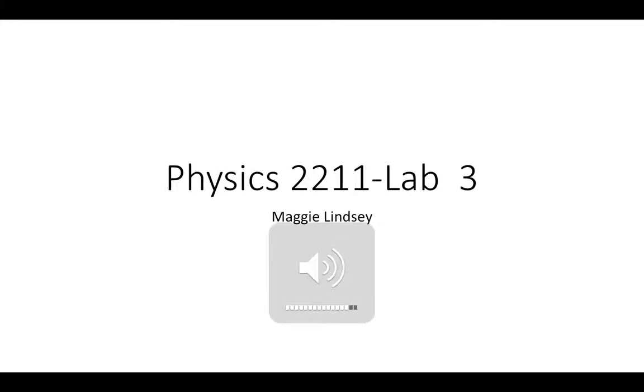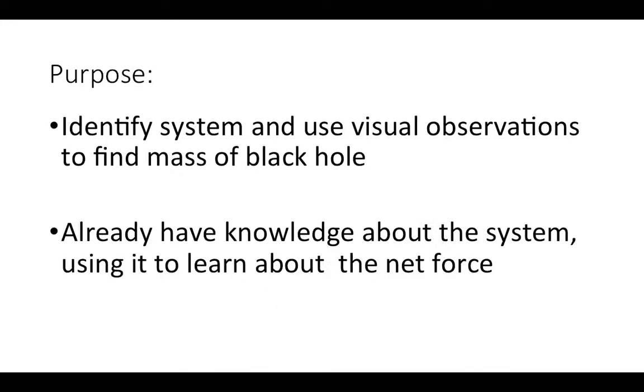The purpose of Lab 3 was to identify a system and use visual observations to find the mass of a black hole. This lab is different than the previous labs because we already have knowledge of the motion in the system and are using this information to learn about the net force, whereas in the past labs we made conclusions about the motion of a system from its interactions.